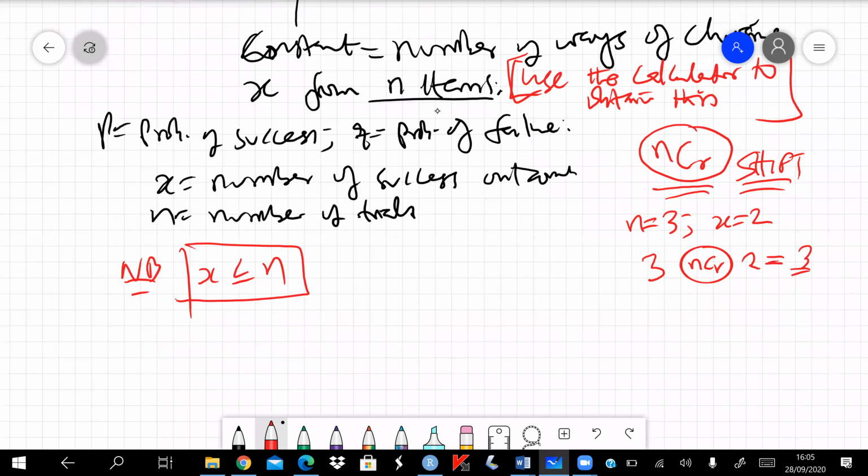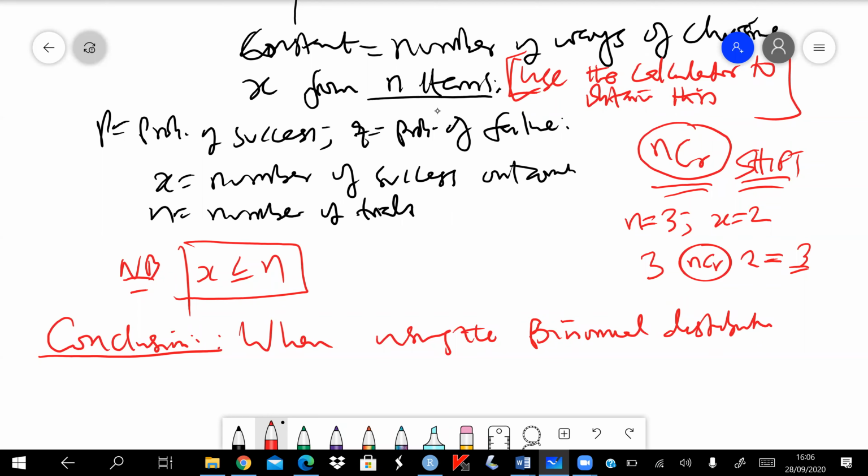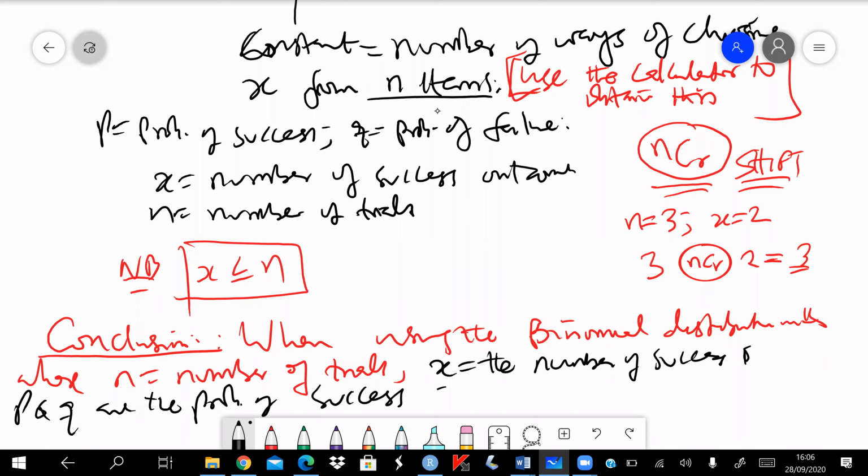Okay. So now, finally, conclusion. When using the binomial distribution, where n is the number of trials, x is the number of successes, and p and q are the probabilities of success and failure, that is our binomial distribution.